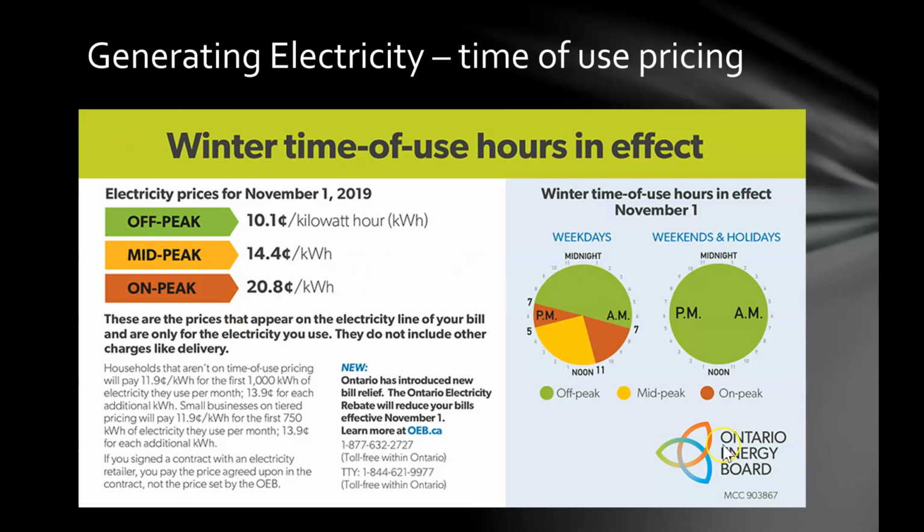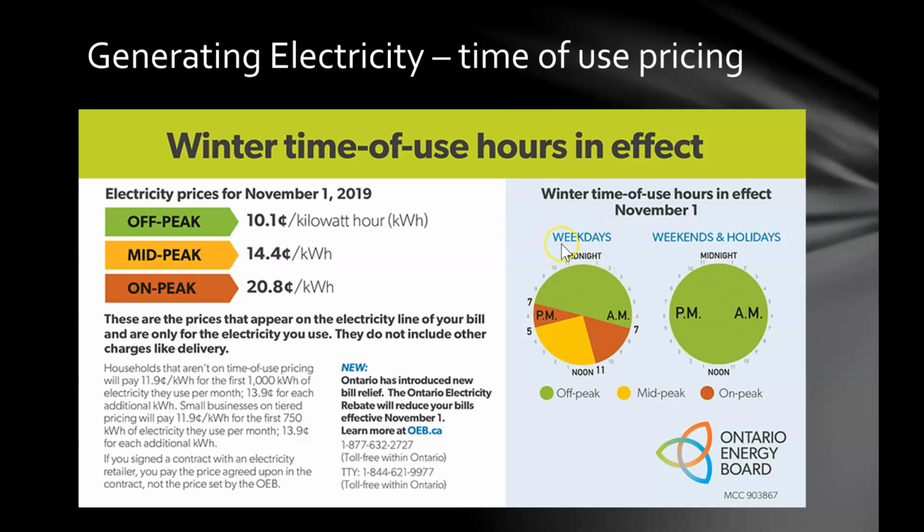So this is a diagram that shows you the winter time-of-use hours in effect. Electricity prices for November 1st, 2019. Off peak, which is this green color, costs 10.1 cents per kilowatt hour, compared to on peak, which is more than double the cost, 20.8 cents per kilowatt hour. If you look over here, these colors coordinate with these clocks.